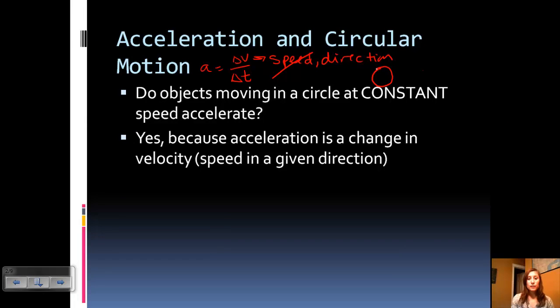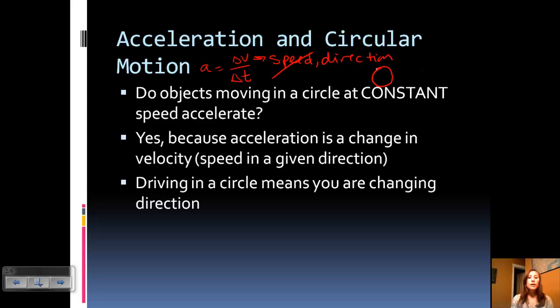Okay, so acceleration is change in velocity, which ends up being our change in direction. Okay, so if you are doing donuts in the parking lot, not something I would recommend, but if you decide that's what you want to do, then you would be changing direction.